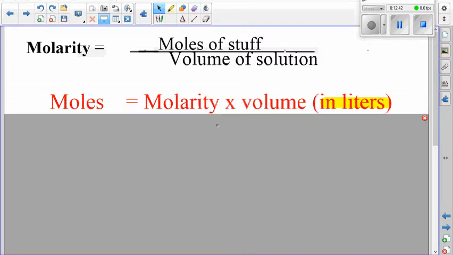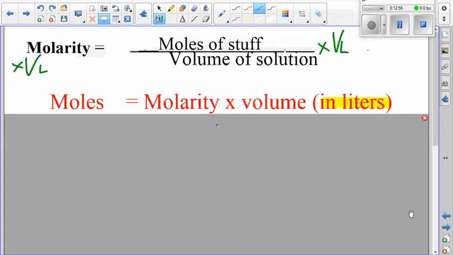Now, if you rearrange that equation, moles equals molarity times volume. Where did that come from, Mr. Pilcher? Well, if I multiply both sides by volume in liters, again, VL is volume in liters. You might want to write this part in red down. So volume cancels out right there, and so molarity times volume in liters is equal to the moles.